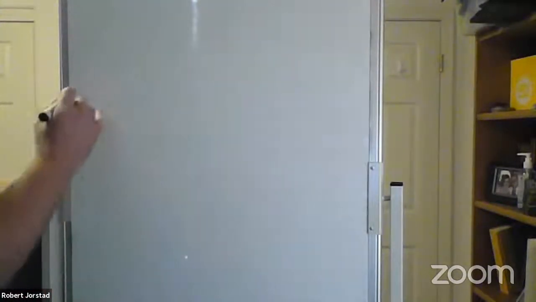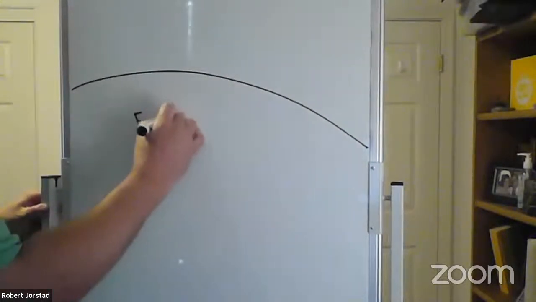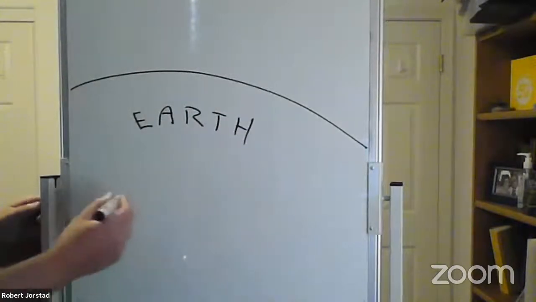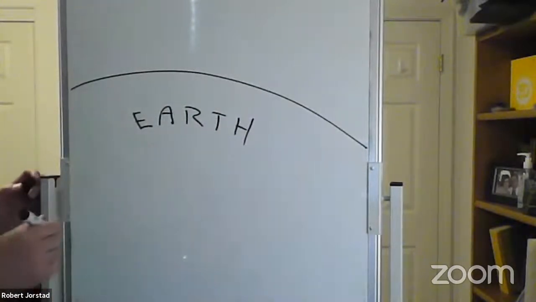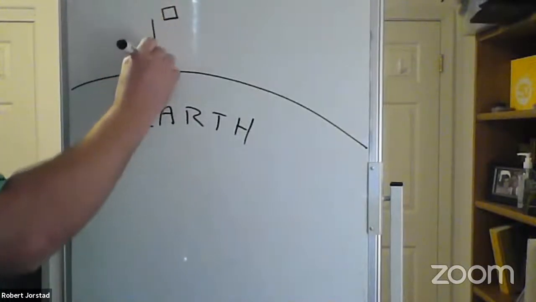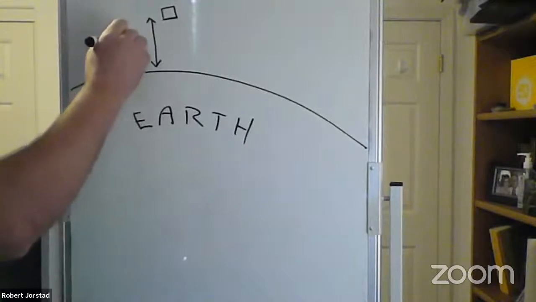Let's say this is the Earth. And the center of the Earth is way down there. And let's say I take a box. Obviously this is a little bit skewed, but let's say this is 10 kilometers up in the air.